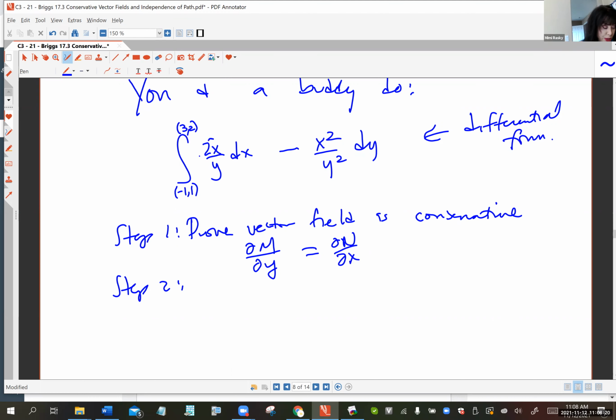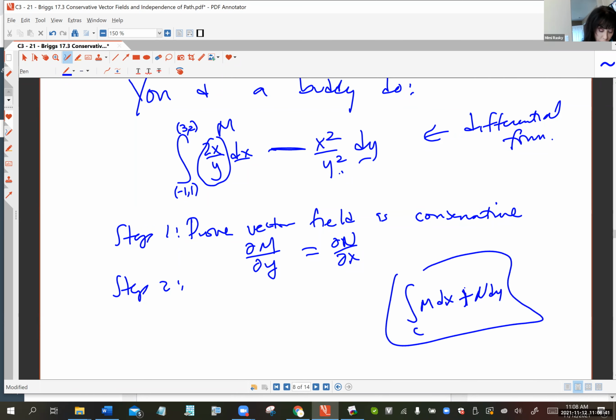Remember what I told you, the M is always the junk that's multiplying with dx, and the N is what's multiplying with the dy. Now be careful, they're trying to trick you here with this minus sign. Do you think that minus sign is part of your N? It is. Because the traditional differential form is understood to automatically, by default, have a plus sign.